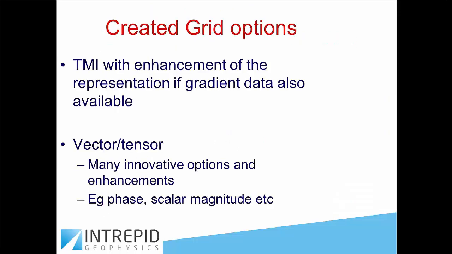The created grid options also include enhancements to the TMI if gradient data is available, and the gradient data would show up as perhaps wingtip data, horizontal gradients. Perhaps if you have a formally measured field, a vector field or tensor field, there are many enhancement options such as phase, scalar magnitude. The list is up to 22 items long.